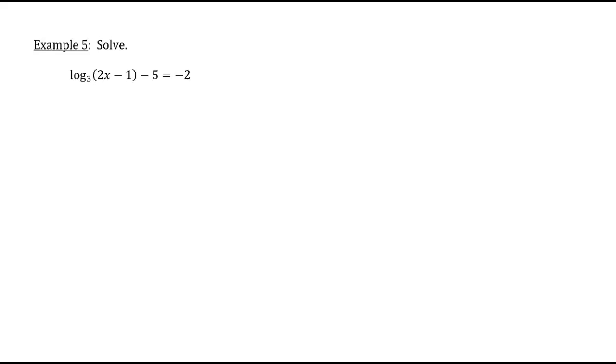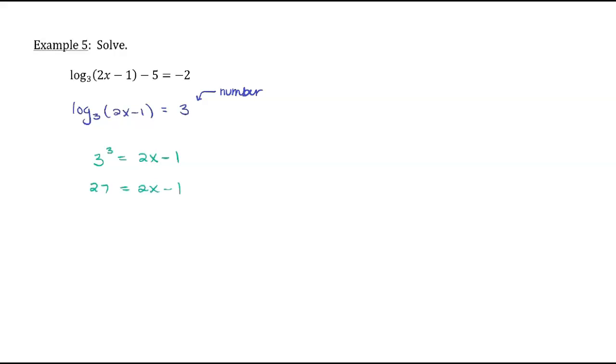And if we add 5 to both sides of this equation, we have log base 3 of 2x minus 1 equals 3. We have a logarithm on one side set equal to a number. So in this case, we actually don't need to use our one-to-one property of logarithms. We can simply switch to exponential form. Switching from logarithmic form to exponential form, we have 3 raised to the power of 3 equals 2x minus 1. 3 to the third is 27, so we end up with a linear equation to solve.